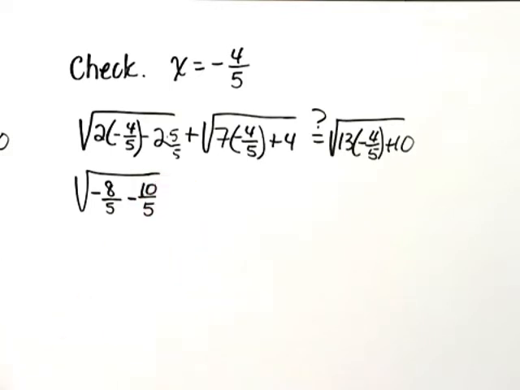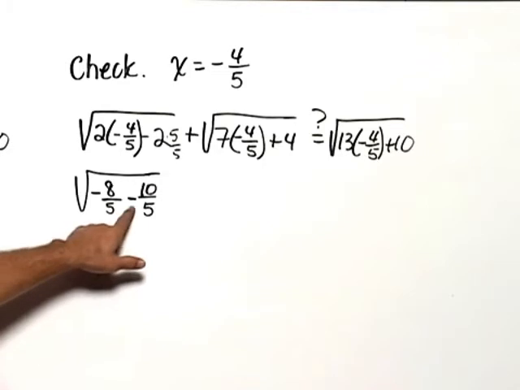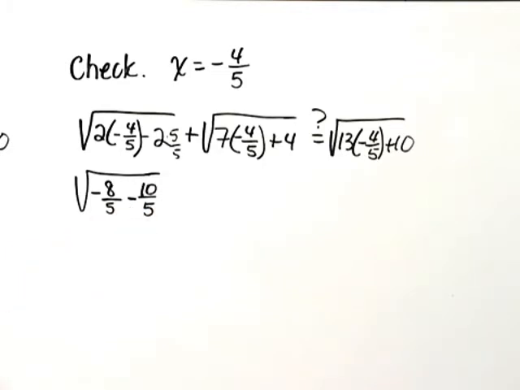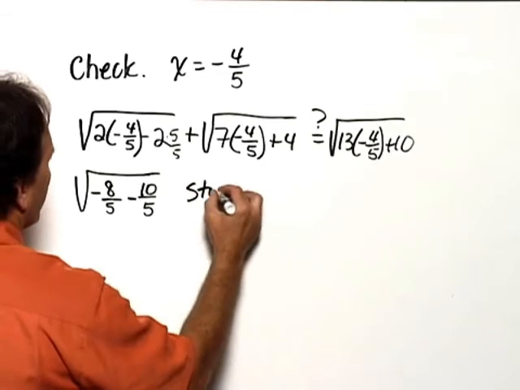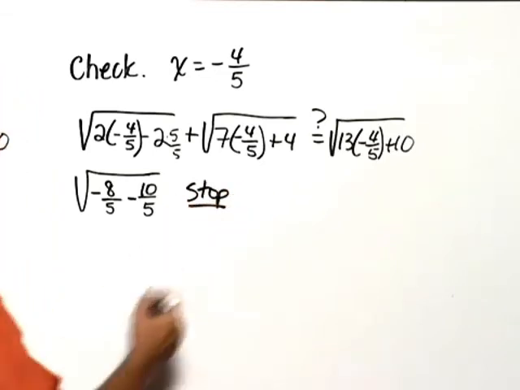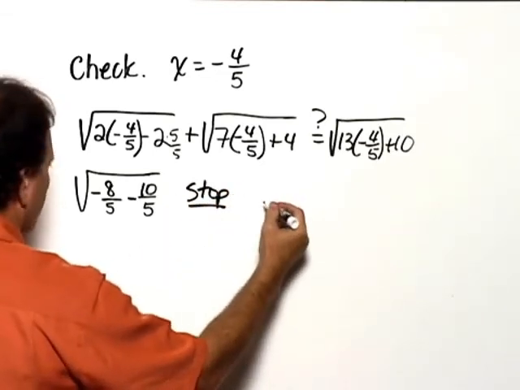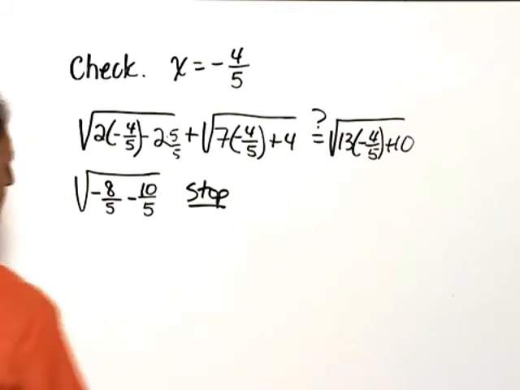So that's minus 10/5. But now let's wait a moment. When we combine these, we're going to have a negative 18/5. And that's the square root of a negative number, which of course does not give us a real solution. We can't take the square root of that to get a real number. And therefore, we're going to stop here because of that. And we know that x equals negative 4/5 is not going to be a solution. But we still need to check our other answer, x equals 3.